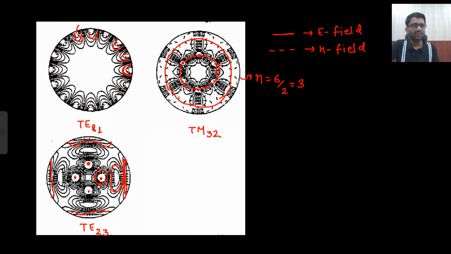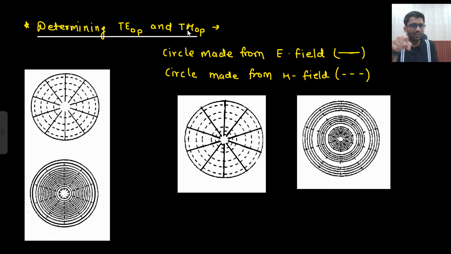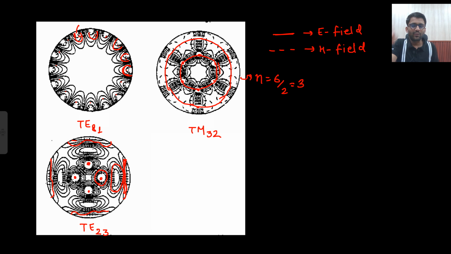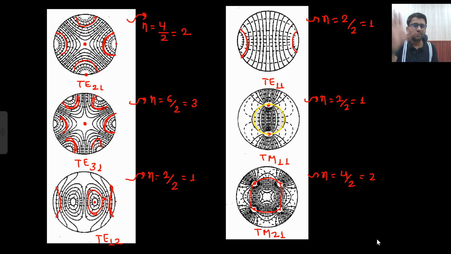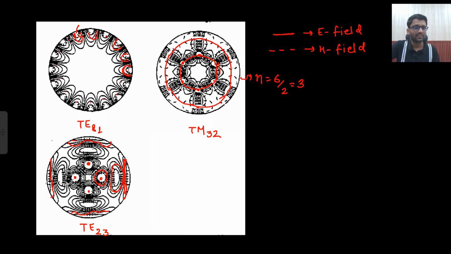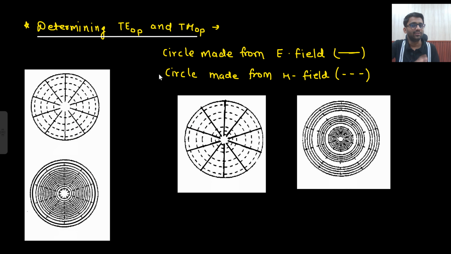Now, one more thing is left. What is that? Determining TEOP and TMOP. Like here, we saw a lot of examples, but in every one n was not 0. What if n is 0? P can never be 0, right? But n can be 0, no? So now I need to take the case where n is equal to 0.